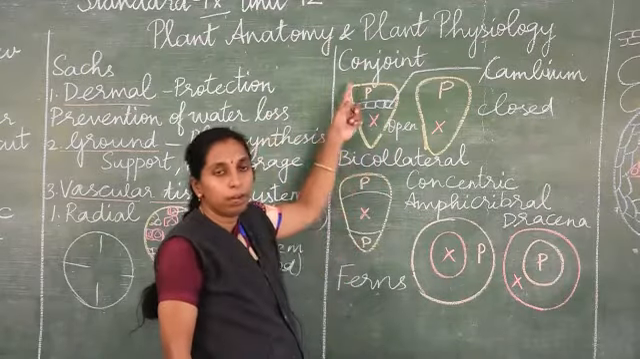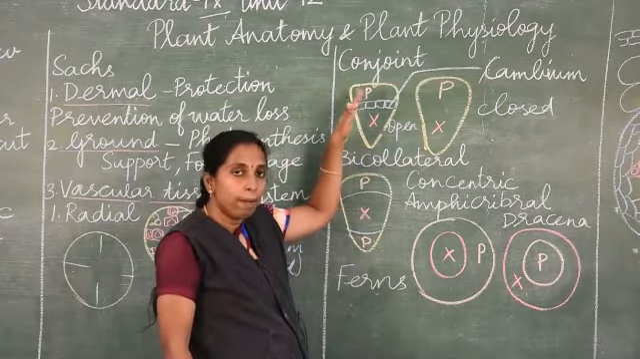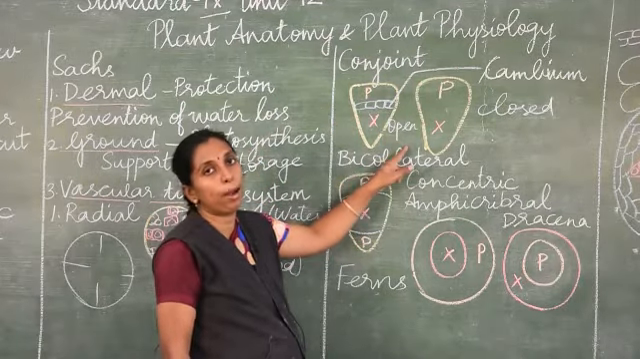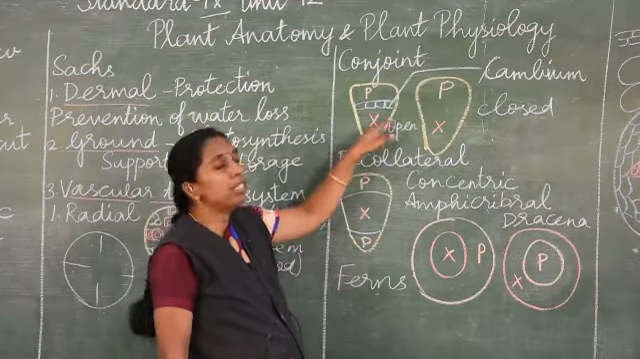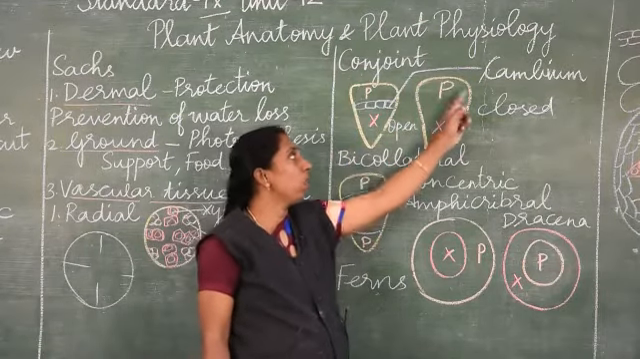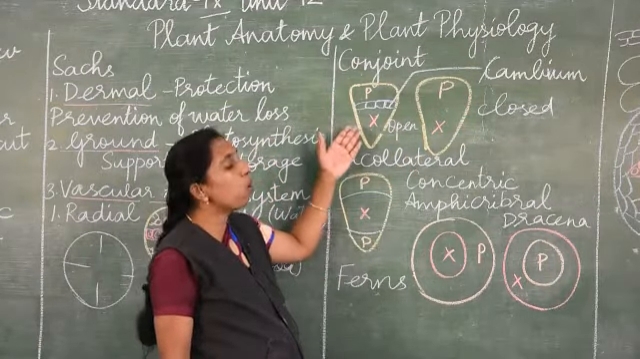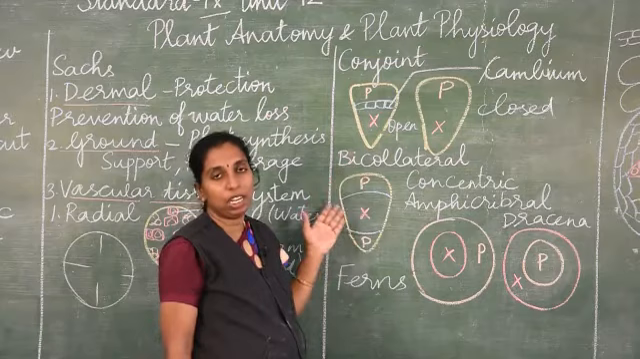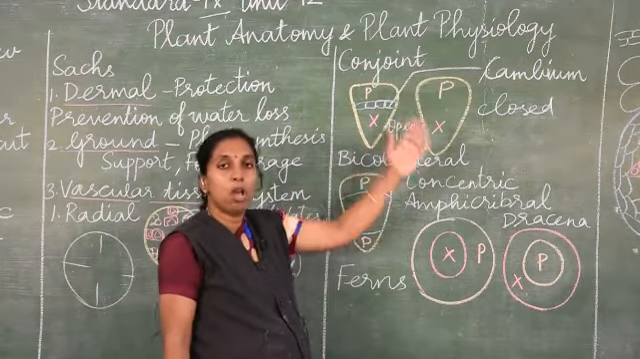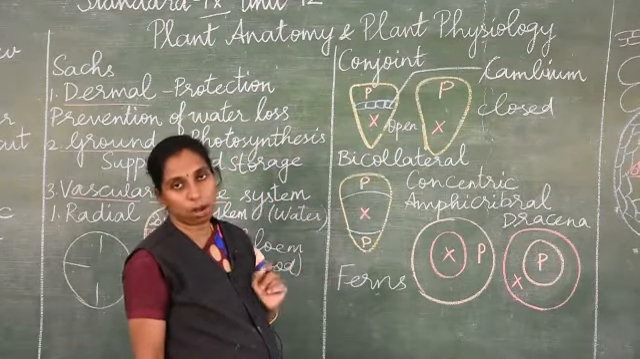So, conjoined means xylem and phloem arranged in the same radius. Conjoined open means cambium is present. Conjoined closed means in that vascular bundle cambium is absent. This type of open vascular system can be seen in Dicot stem, closed vascular system can be seen in Monocot stem. The next one is bicollateral vascular bundle.